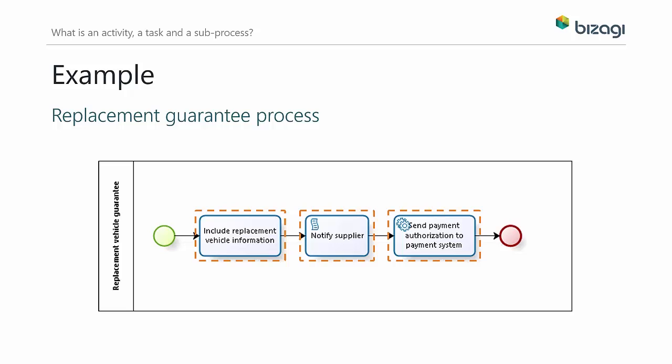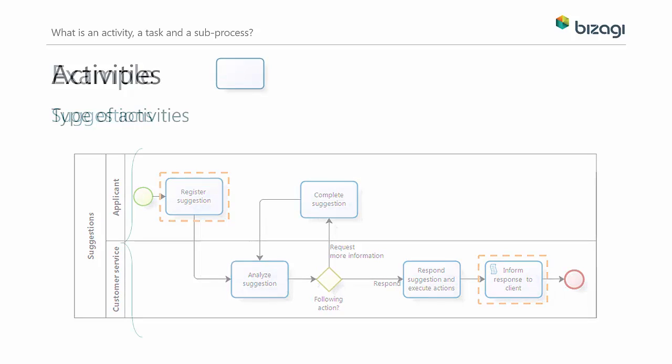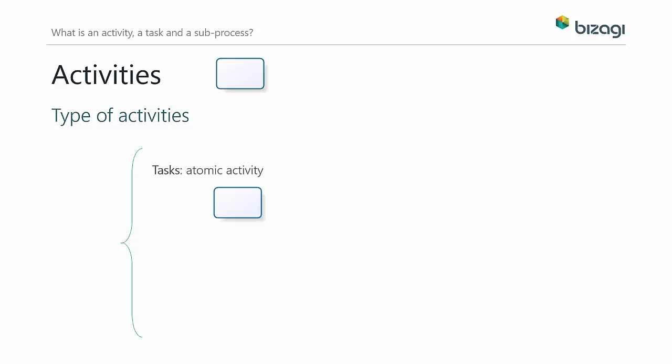In this process, the suggestions process, most of the activities are user tasks because they are performed by a user with help from a system. For example, a user will register a suggestion in the application or system. The inform response to client activity is the only script task, which represents the response that will be sent by email automatically. The second type of activity is the sub-process.